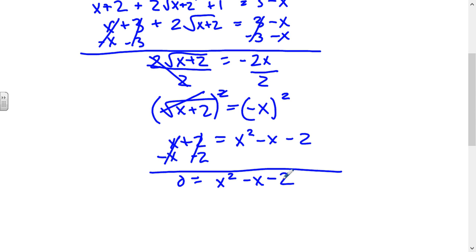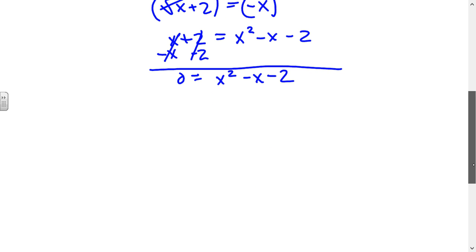So if I factor this, I'm finding factors of negative 2 that add to be negative 1. So right here I'm factoring. So factors of negative 2 that add to be negative 1 would be negative 2 and positive 1.